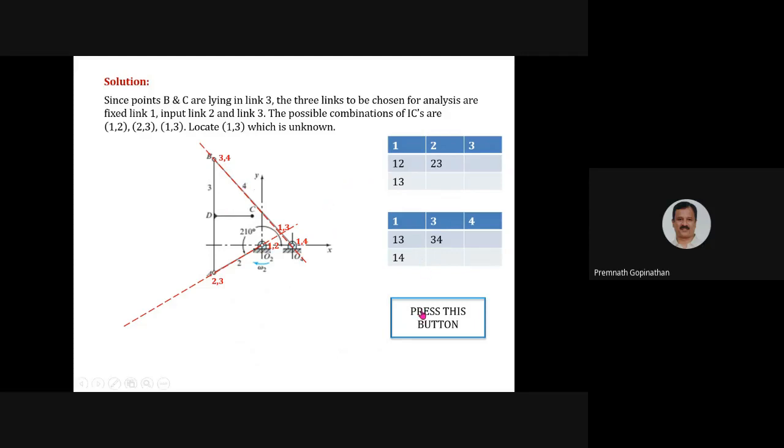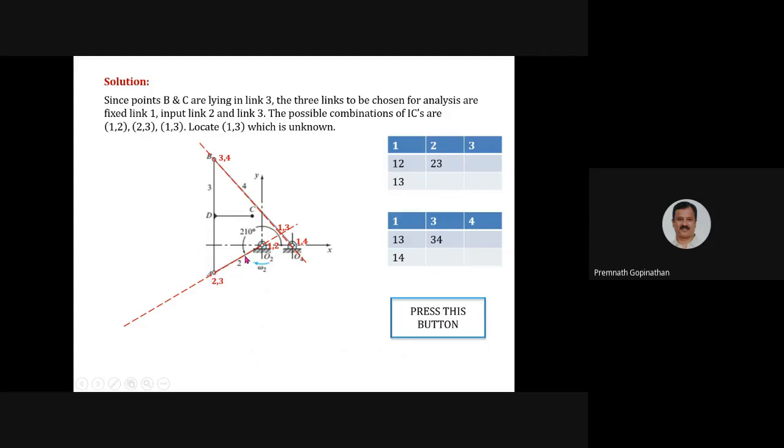Okay, now what you have to do, actually the point 2 3 which is lying on the line of centers is actually part of link 2 as well as link 3. Now if point 2 3 is lying on link 2, then definitely we can find out the velocity of that point, because you already know the angular velocity of link 2, and you can identify the distance of 2 3 from the center of rotation, that is 1 2. So definitely we can find out the velocity of point 2 3.